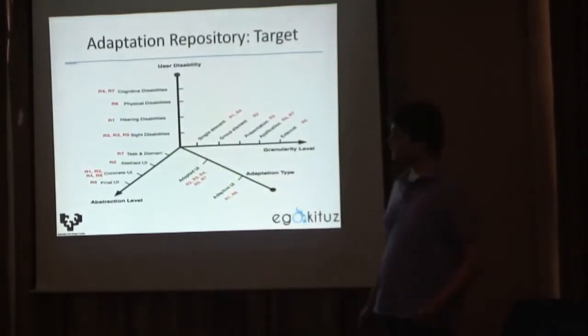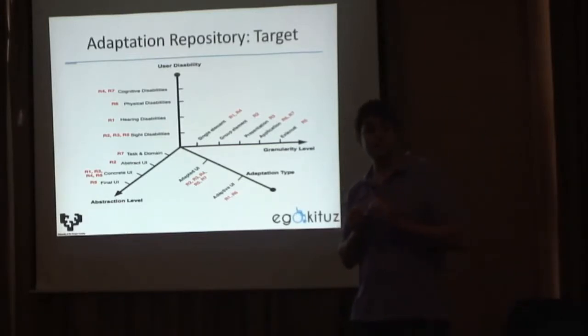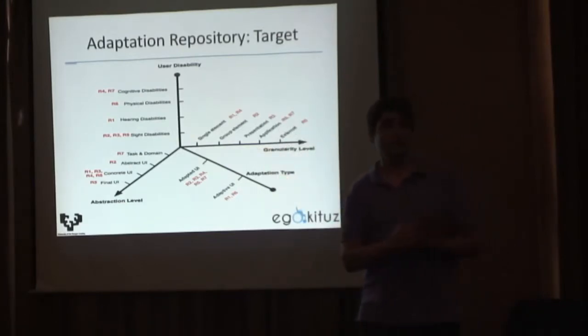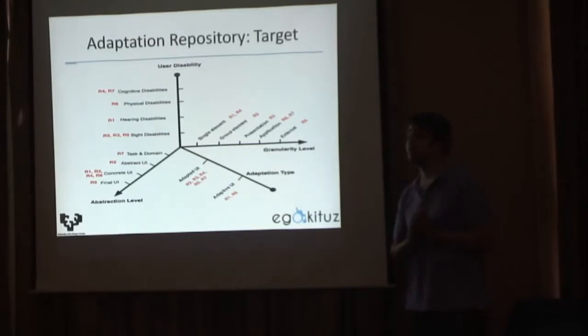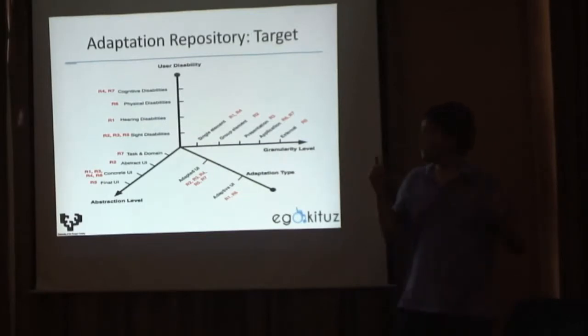This is the design space that we are considering. In this design space, as the user disabilities, we consider 4 main categories: cognitive, physical, hearing, and sight disabilities. But then we can specify, for example, color blindness inside the sight disability category. Then we also consider the granularity level, because it's not the same to apply an adaptation to a single element, to a group of elements, to a presentation, or to an application, or we also consider an external granularity level for the moment when we have to launch, for example, an assistive technology.